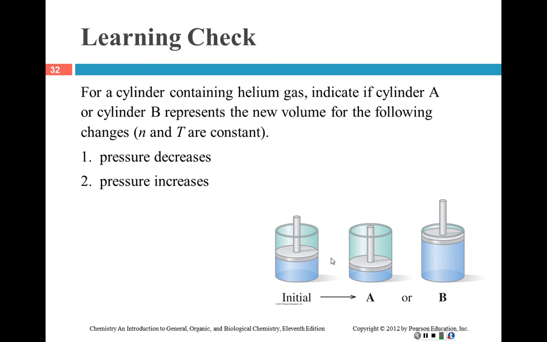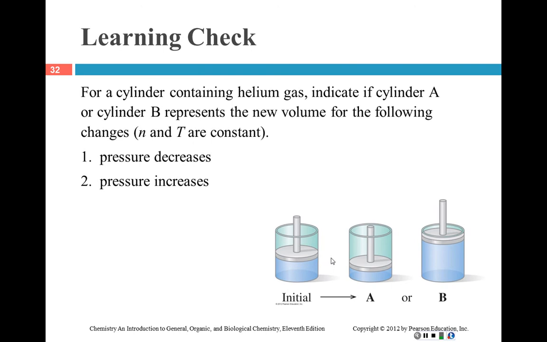For a cylinder containing helium gas, indicate if cylinder A or cylinder B represents the new volume for the following changes. Pressure decreases. Which one would show you pressure decreasing? And which one would show you pressure increasing? You can turn me off and think about it.